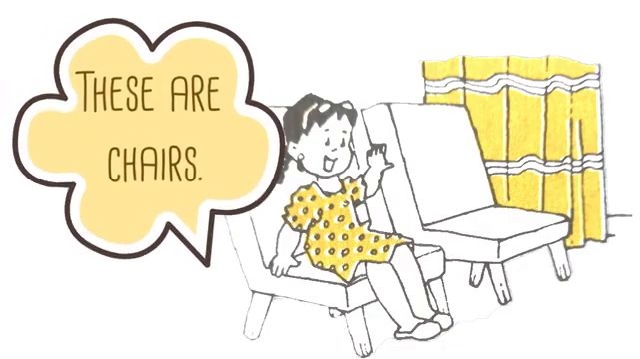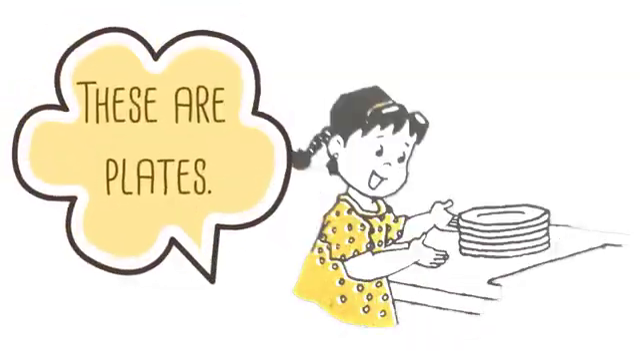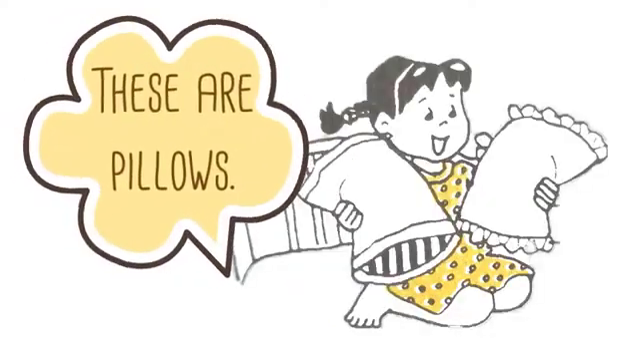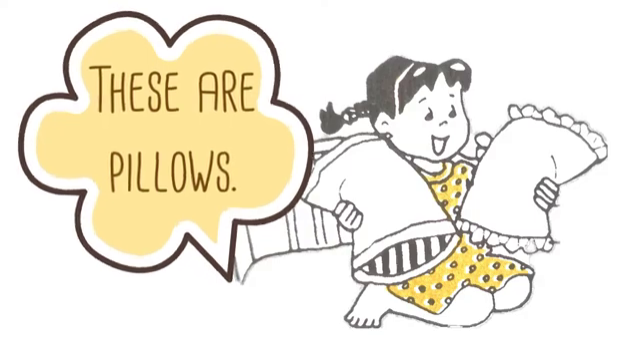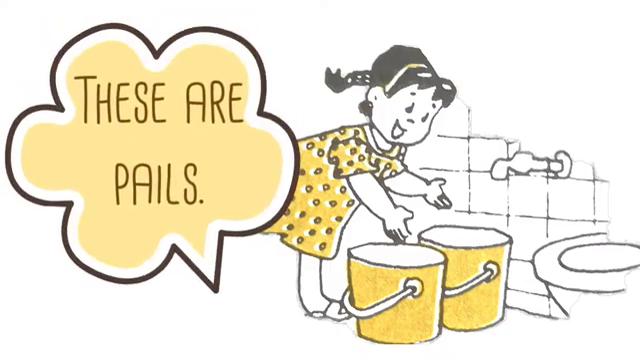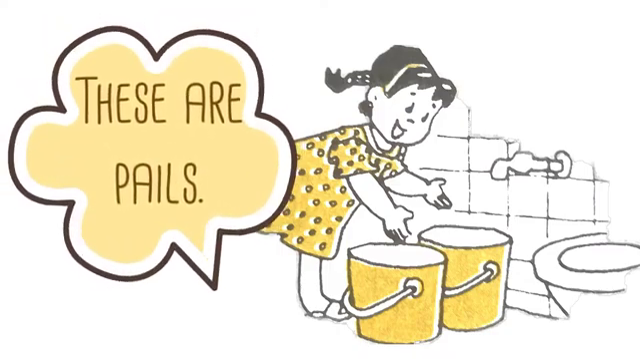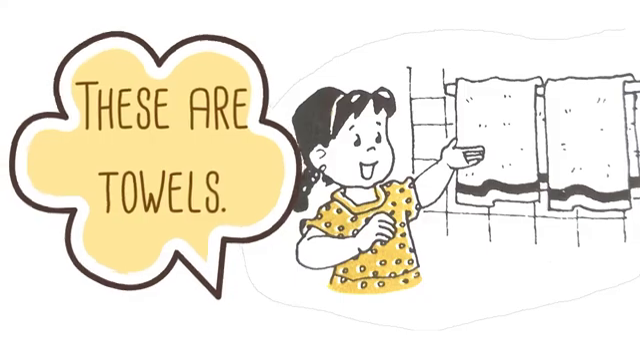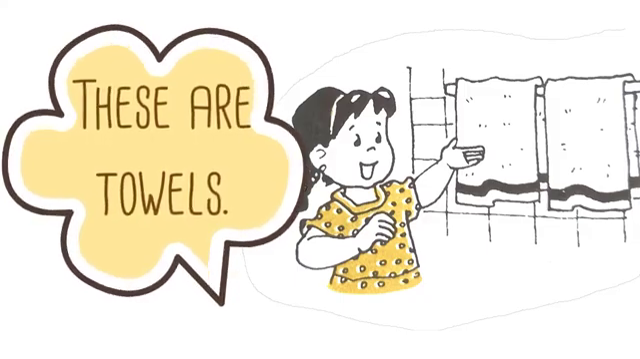These are chairs. These are plates. These are pillows. These are glasses. These are pails. These are towels. Now let's have a look at the things in Miguel's house.